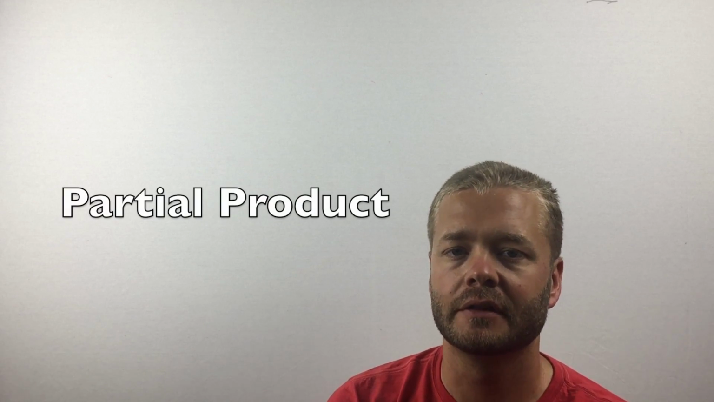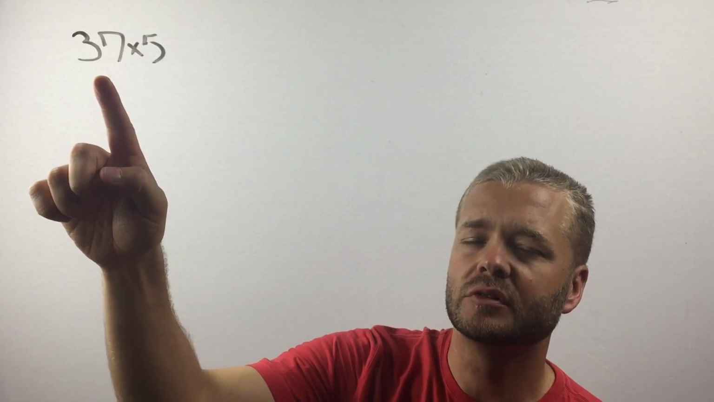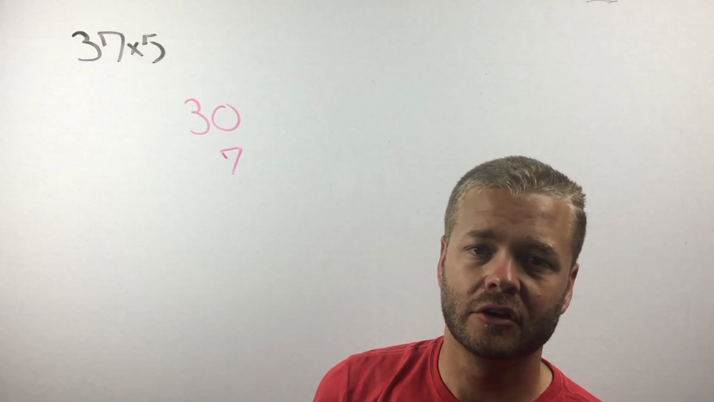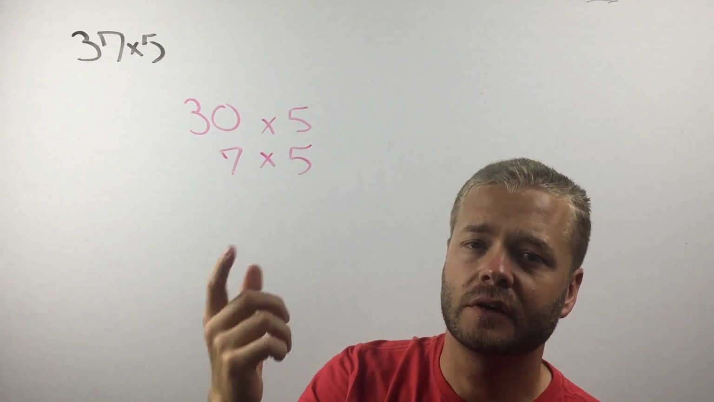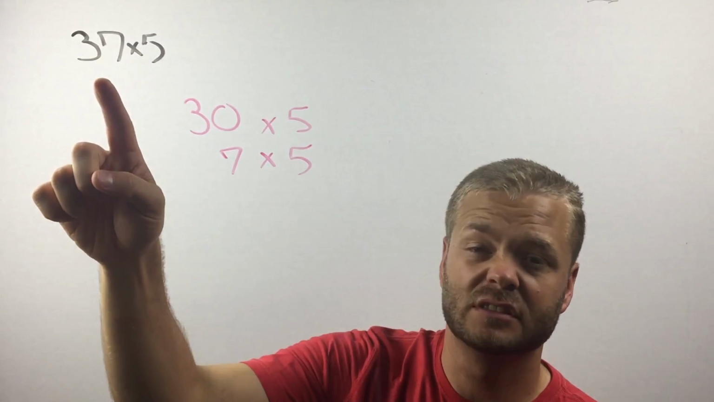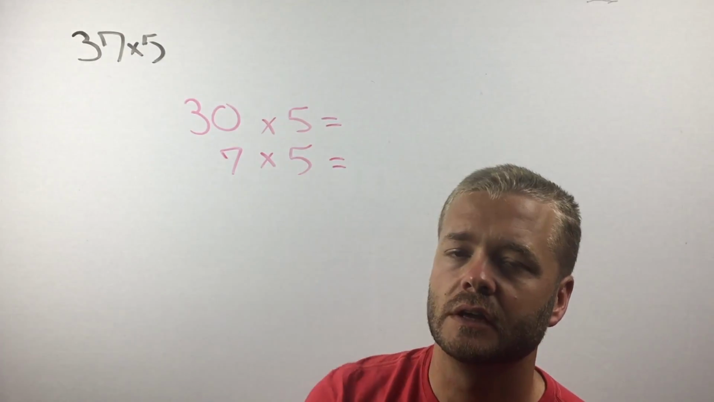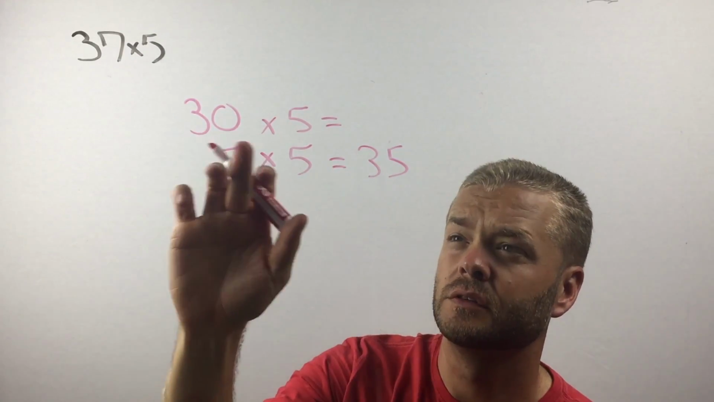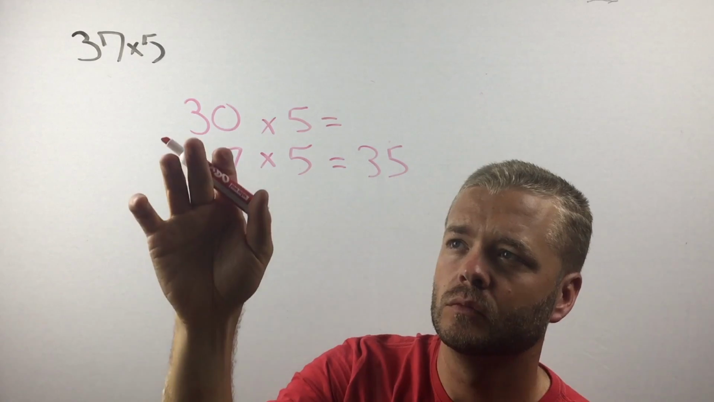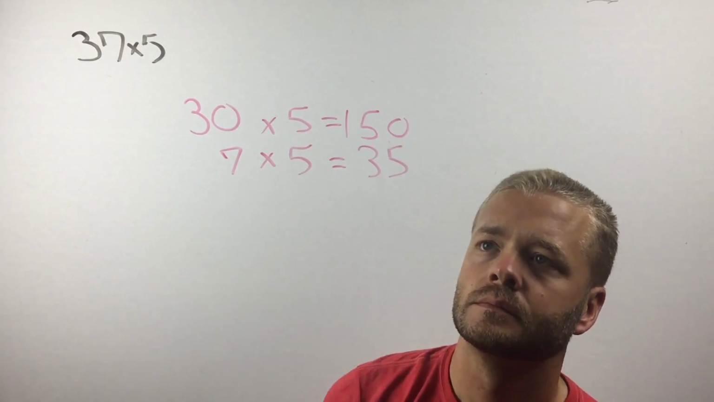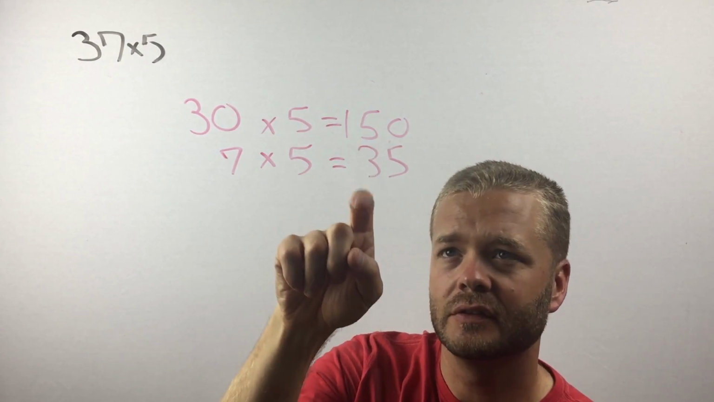Now, another way you can multiply is use the partial product method. Here's what that is. 37 times 5 once again. Let's break that 37 up into 30 and 7. Let's multiply it all by 5. So now I got 30 times 5 and 7 times 5. It's just the same as doing 37 times 5. What's 7 times 5? What's 3 times 5? 15. So what's 30 times 5? Notice how you always line up the place value.